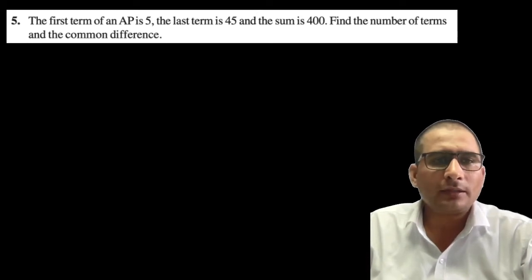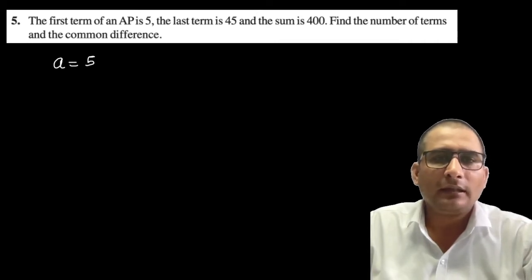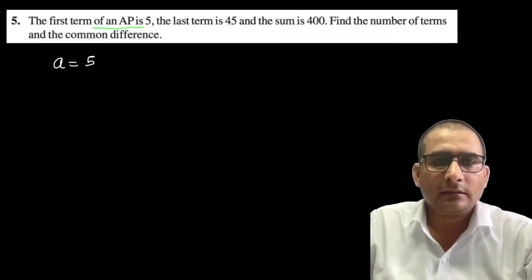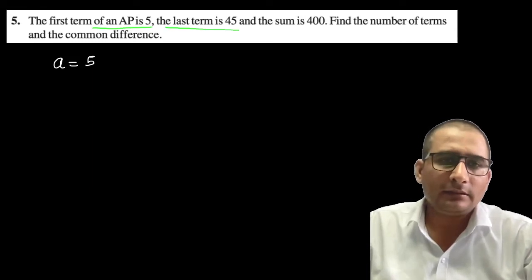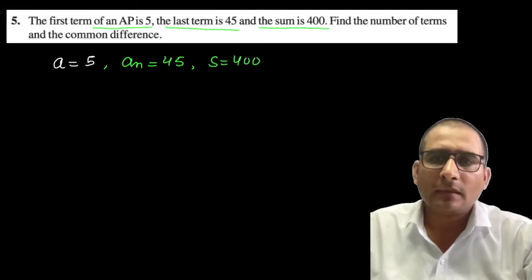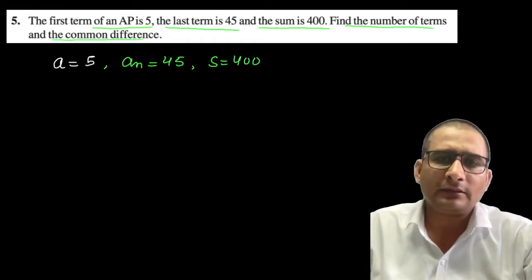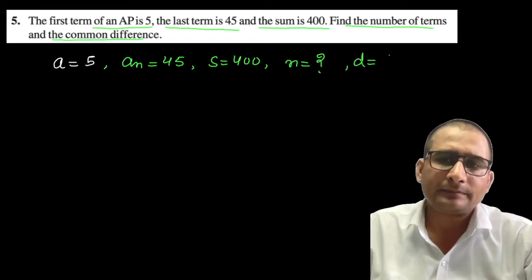Now look at this question number 5 here. The first term of the AP is 5. So let me write the given data. First term is given 5. Last term is given 45. So last term, suppose an. Sum is given 400. So S is given 400. Find the number of terms and common difference. तो find क्या करना है? n find करना है और d find करना है.